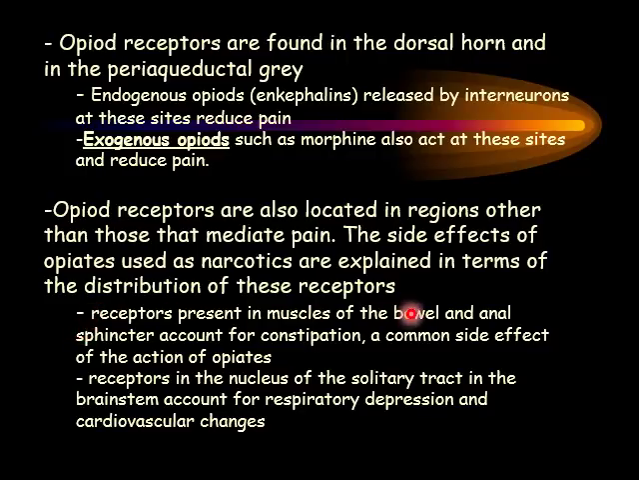may influence receptors present in muscles of the bowel or the anal sphincter and result in constipation, a very common side effect of the action of opiates. Other receptors in the nucleus of the solitary tract in the brainstem account for respiratory depression and cardiovascular changes, which certainly contribute to the death of people with overdoses of opiates. So we see that there are many ways of controlling pain, and that might be through pharmaceutical effects or by alternative behaviors, and the pain that might be reduced by the stinging of a nettle.